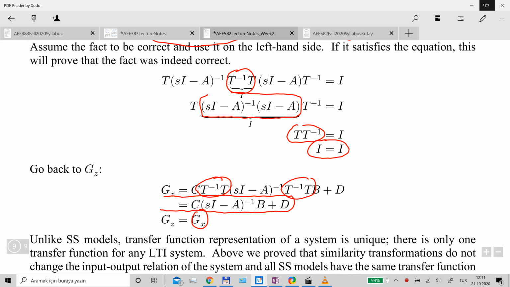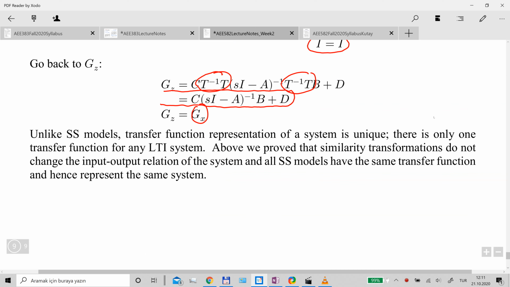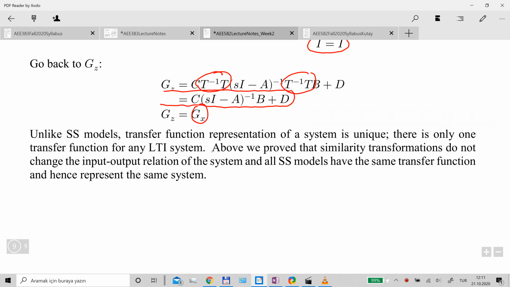Okay, so this fact that state space models are infinitely many brings great flexibility. Unlike transfer functions, the transfer function representation of a system is unique. For a linear time invariant system, there is only one transfer function. But you can write many state space models for the same system. And some of these models will have certain advantages, and this is used quite a lot in modern control.